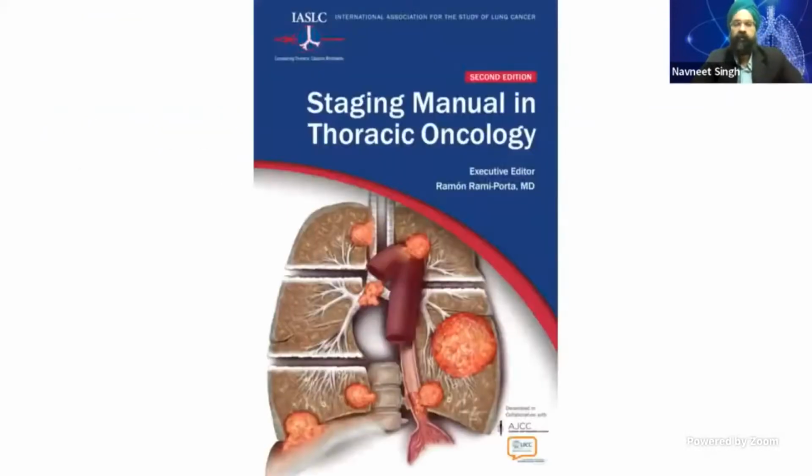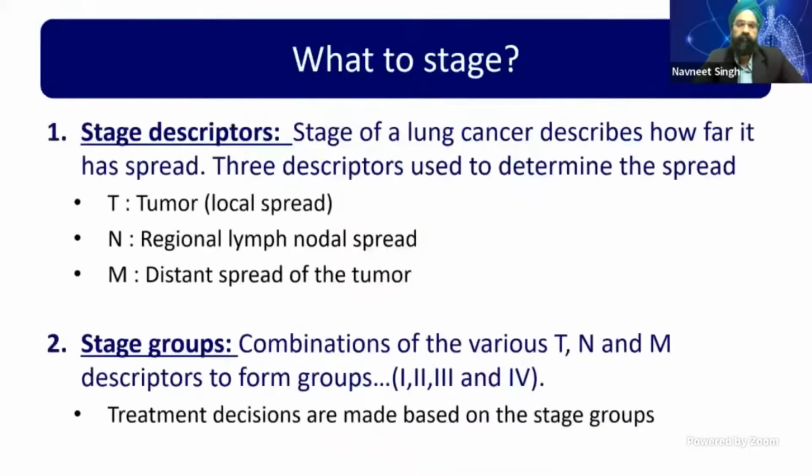So the next question is what to stage, and basically we are talking about the staging components. And this is the IASLC TNM staging manual. This is the second edition, and as everybody knows, it has 3 components. One is the tumor component or the local spread, the N component is the regional lymph nodal spread, and the M component is the distant spread.